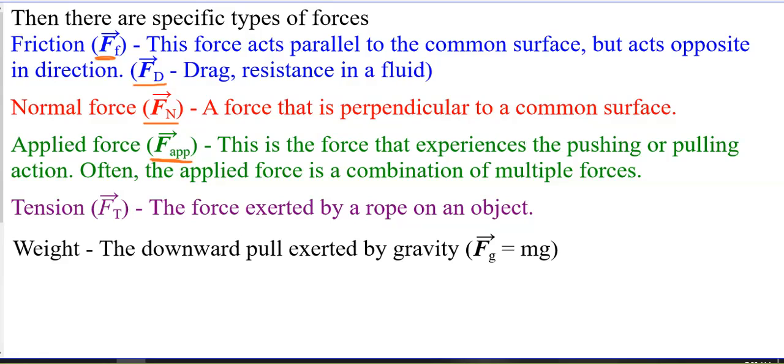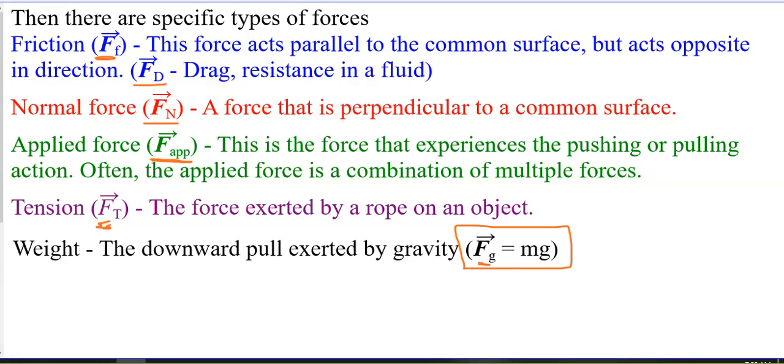The tension is the term we're probably going to use when we start talking about ropes or chains or something that is tight, if you will. And then weight is your downward pull of gravity. Weight has its very own equation. So if I start talking about weight, I am talking about the force of gravity.